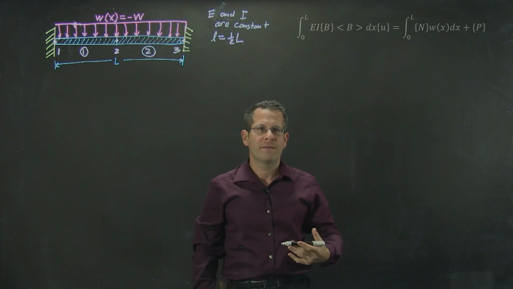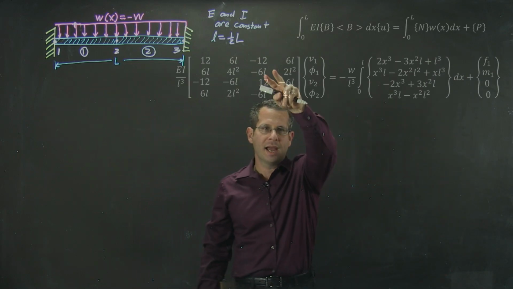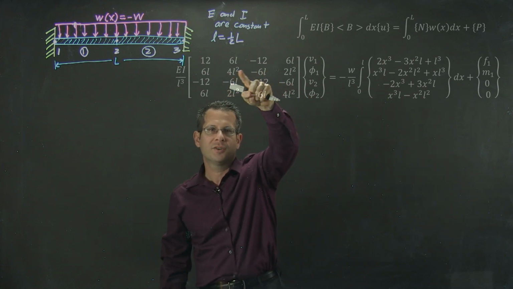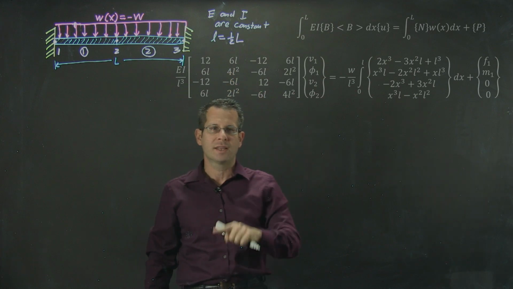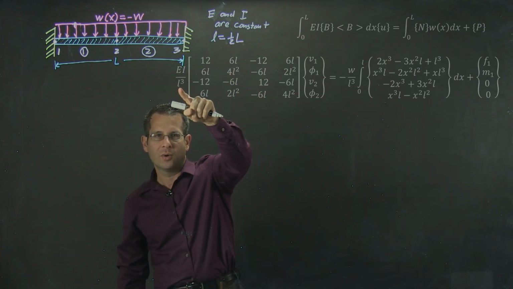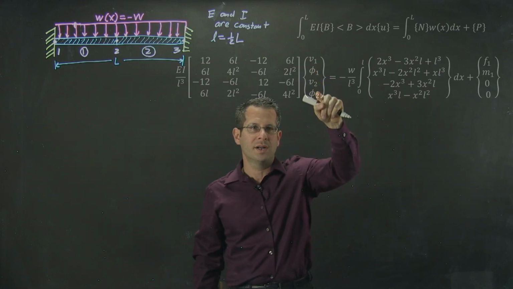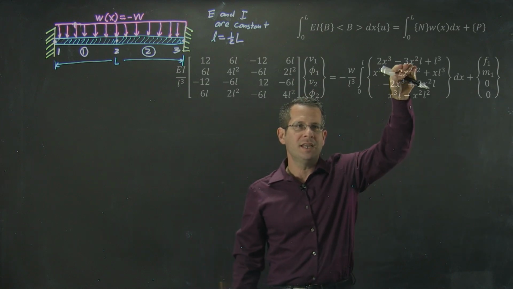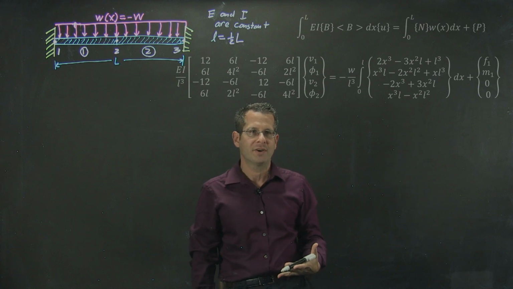So going forward with that for element number 1, I will get this form. This is my local stiffness matrix derived in a previous video. Notice these are now lowercase l's, the length of the element. This is also a lowercase l. I'm going from node 1 to node 2. This is my local displacement vector. These 4 terms are the 4 shape functions I derived earlier.